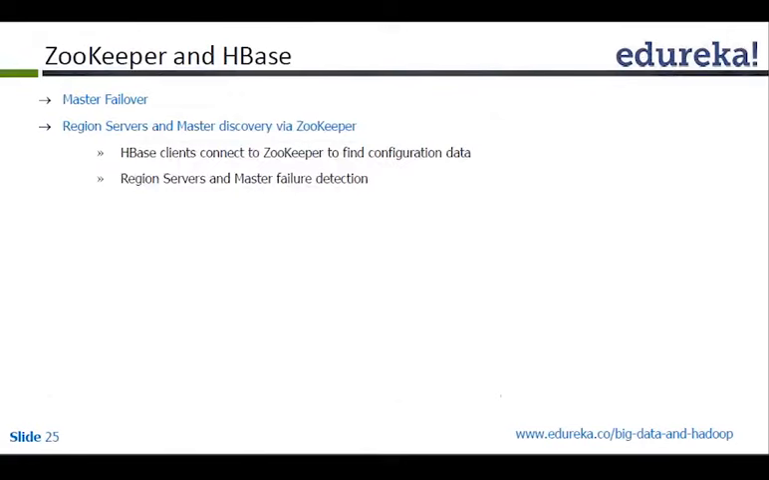Now if you look at Zookeeper and HBase, the master failover in HBase, remember I told you about HMaster1 and HMaster2, is taken care of by Zookeeper. The region server and master discovery is via Zookeeper. So HBase clients will always communicate with Zookeeper to get the configuration information about where the details of my region server and regions are. That configuration information would be there in Zookeeper.